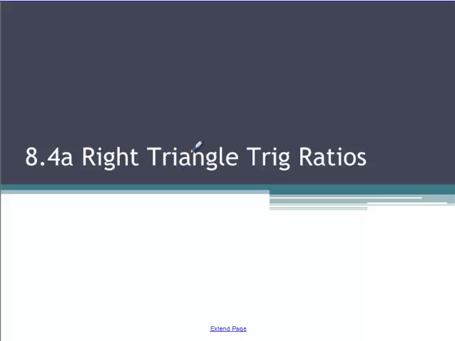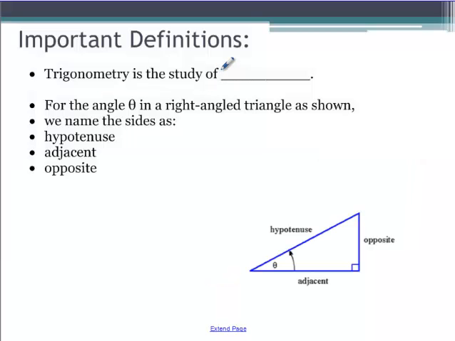Section 8.4 starts with trigonometry. It takes what we've already done with right triangles and adds a completely new concept called trigonometry. So, important definitions. Trigonometry is the study of angles and triangles, and how the ratios of the sides of those triangles affect the angles.